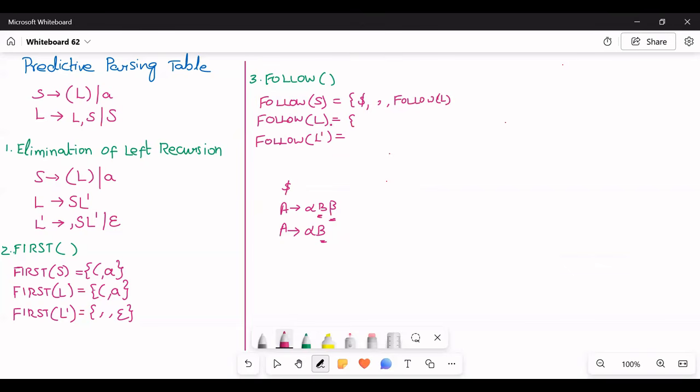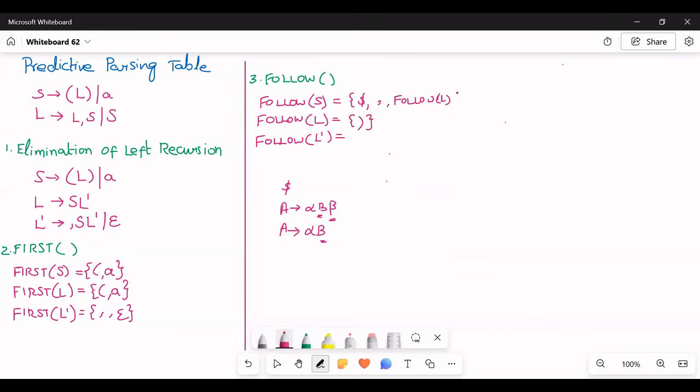So what is follow of L? Follow of L means L is followed by only one symbol. L is followed by a terminal symbol. So first of right parenthesis is right parenthesis.